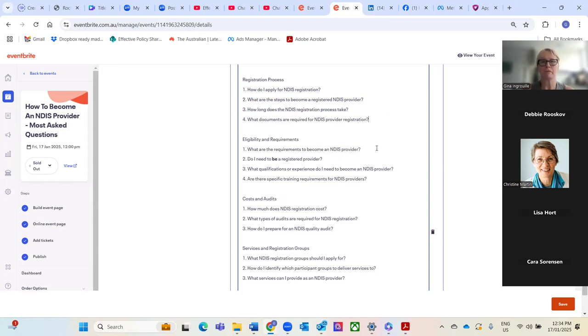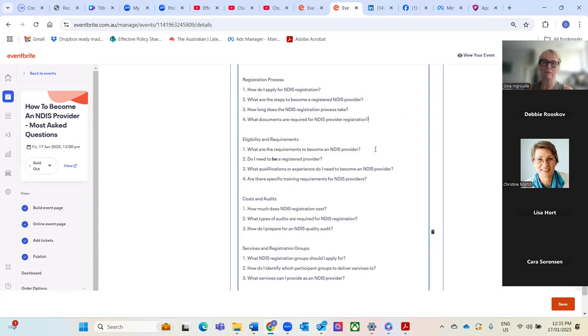What are the requirements for becoming an NDIS provider? Well, sadly, not too much, which I just find obscene. I would really have liked to have seen that different, but it's probably never going to happen. So not a lot, but it depends on what sort of provider you want to become.